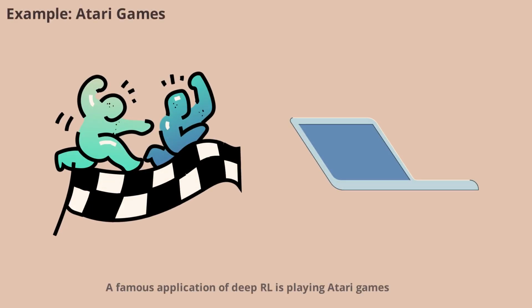A famous application of deep RL is playing Atari games. Agents use deep neural networks to process raw pixel data and learn to play games like Breakout or Pong. Over time, the agent surpasses human-level performance by learning directly from experience.